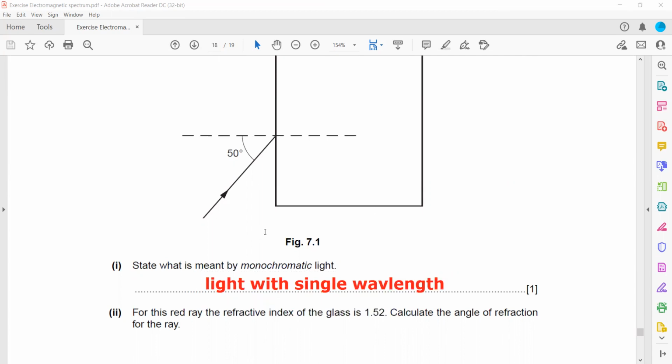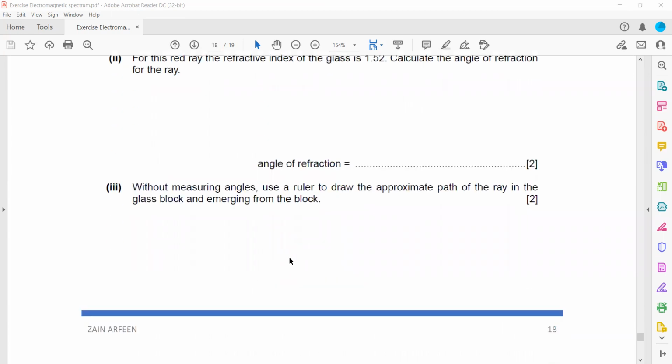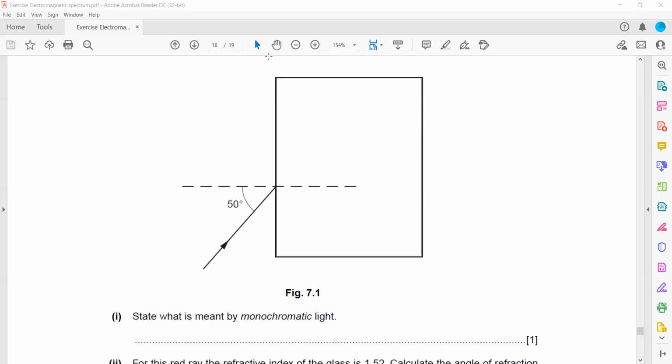For this red light, given the refractive index, calculate the angle of refraction; we can use a formula to work it out. Then without measuring the angle, draw the approximate path for the ray. So we don't have to measure the angle. It will bend towards the normal. And then we draw the dotted normal, and when it is coming out, we'll also draw the normal here.